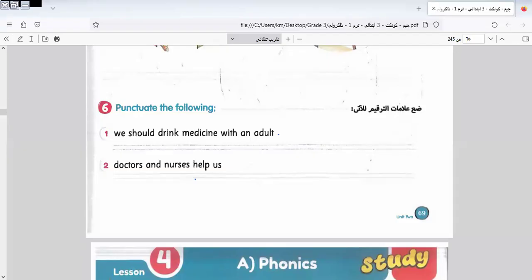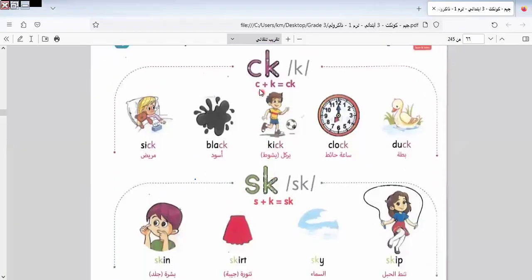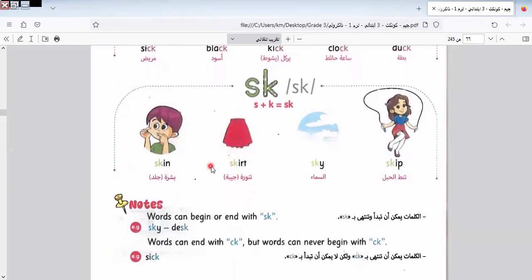Let's go to another lesson. Here we have lesson 4. Let's know it together. Here is the pronunciation of CK and SK. Let's learn how to pronounce these words together. Here we have sick, black, kick, clock, duck. CK is pronounced like this: sick, black, kick, clock, and duck. Here we have skin, skirt, sky, and skip.